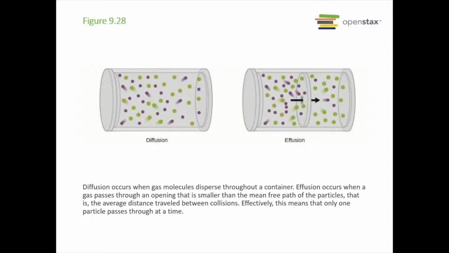This is a nice picture showing you diffusion versus effusion. With effusion, they're going through this little tiny hole in the center. This opening is smaller than the mean free path of the particles. So basically, only one particle is able to pass through at a time with effusion. And then diffusion is just the gases jumping around until they're equal in concentration and they're just moving around doing their thing.